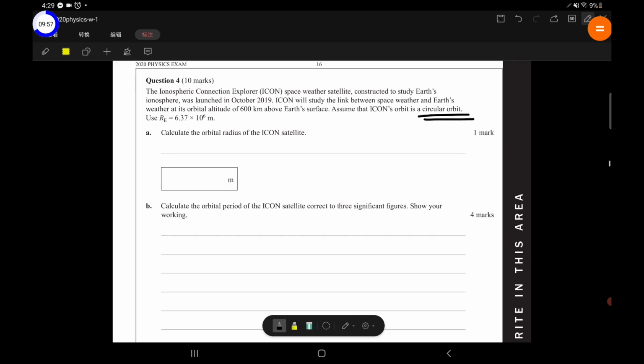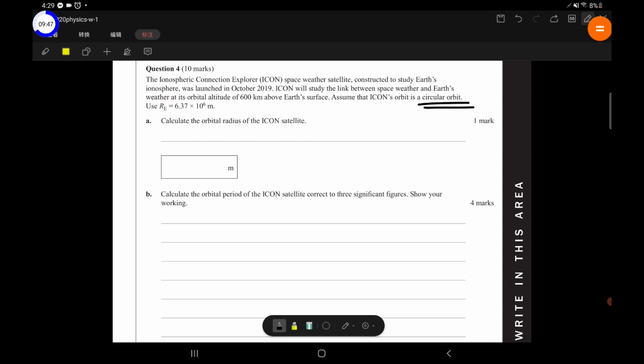All right, so part A, calculate the orbital radius. Okay, so I should be able to do that because I know the radius of the Earth and the altitude. Part B, calculate the orbital period of the satellite. Okay, so let's just try to mentally see how this would work out. So just make a little mental plan here.